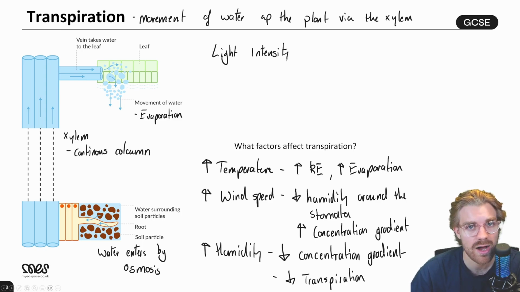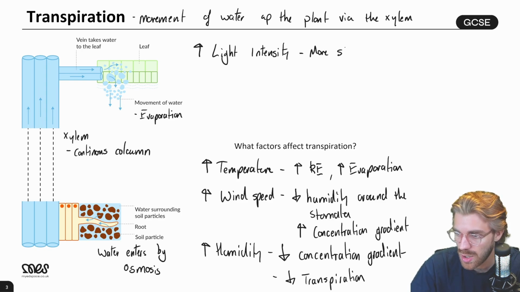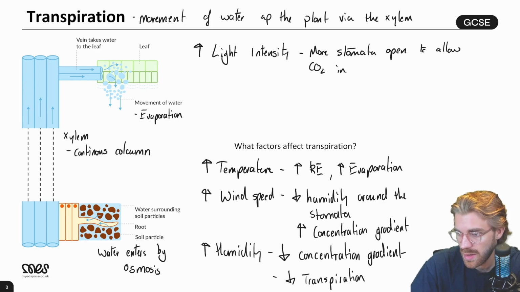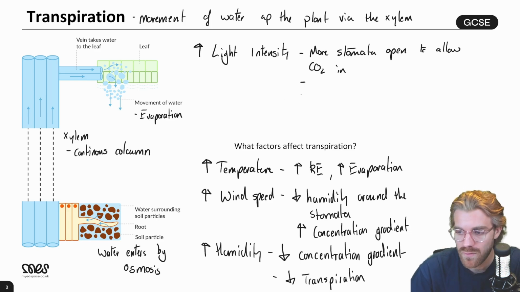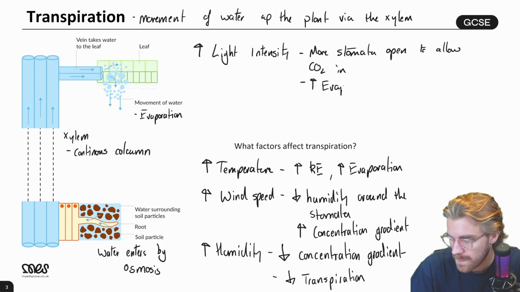So, if there is a high light intensity, the leaf is going to open the stomata to allow more carbon dioxide in. So, as light intensity increases, more stomata open, and this is to allow carbon dioxide into the leaf. If more stomata are open, there's going to be more available space for water to evaporate out of the leaf. And if we get more evaporation, this is then going to lead to an increase in transpiration as well.